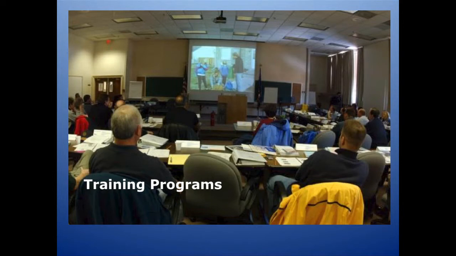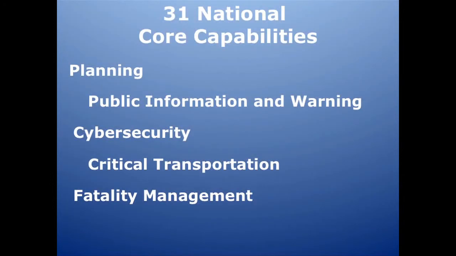Building from the PAPA Act, we look now at the core capabilities because we know that we have to have a framework for responding and building upon all of those components that PAPA has set forth. So with that, there was a set of national core capabilities that were developed, and there are 31 individual capabilities, and these are national capabilities. Some of those include planning, public information and warning, operational coordination. There's one on cybersecurity, supply chain integrity and security, critical transportation. There's one on fatality management.